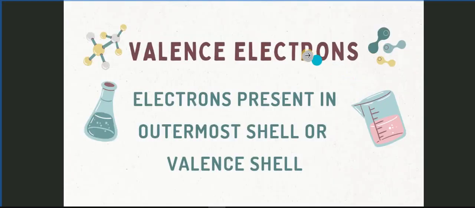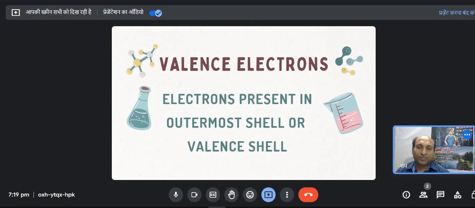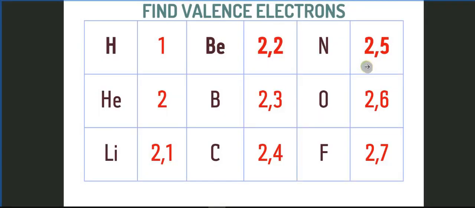Okay. Similarly, now the next is valence electron. How to calculate valence electron? Valence electrons are the electrons present in the outermost shell. Outermost shell is also known as valence shell. Now the next part is how to calculate the valence electron. You know how to write electron configuration, so we can calculate the valence electron. So hydrogen it is 1.